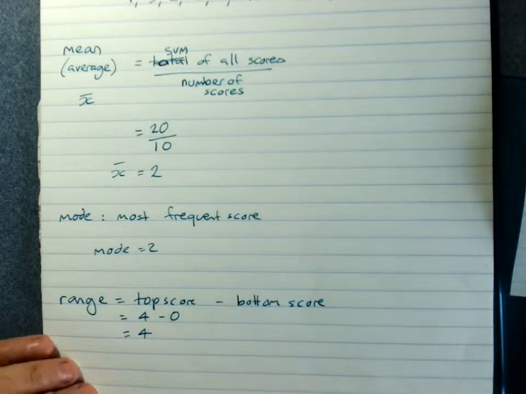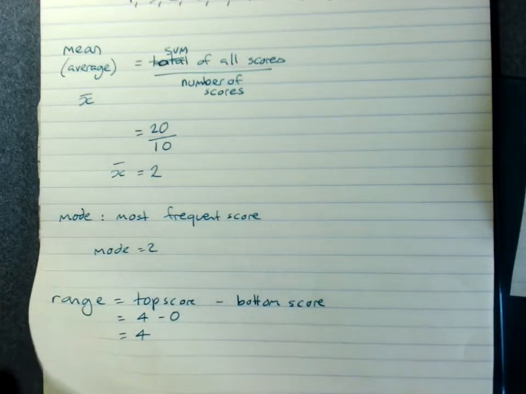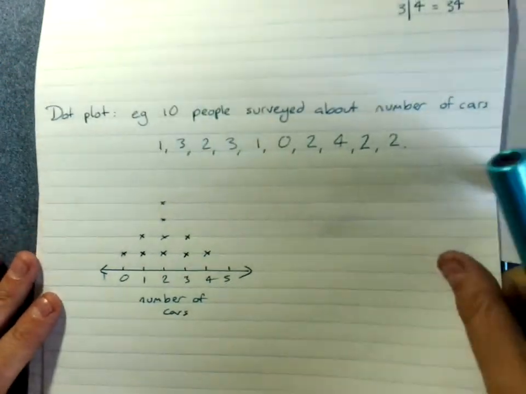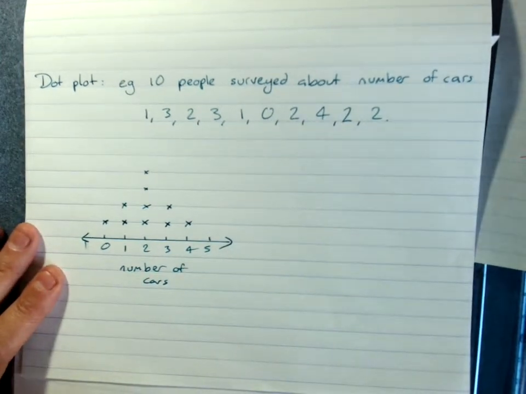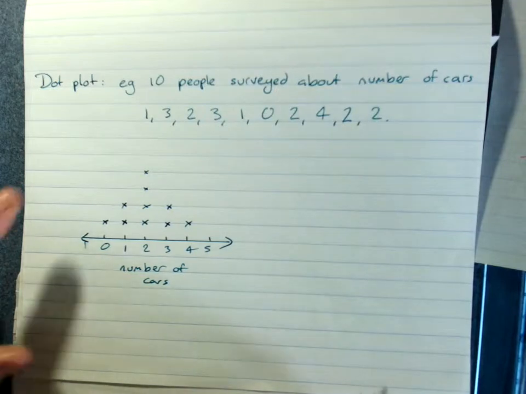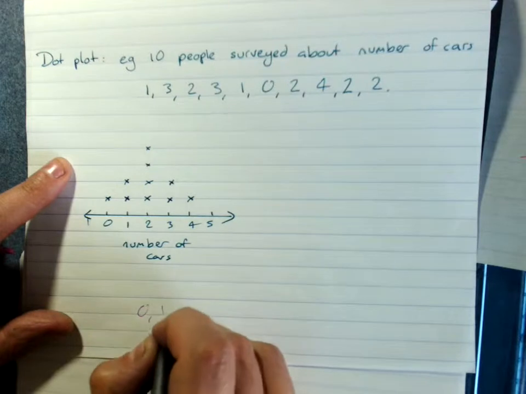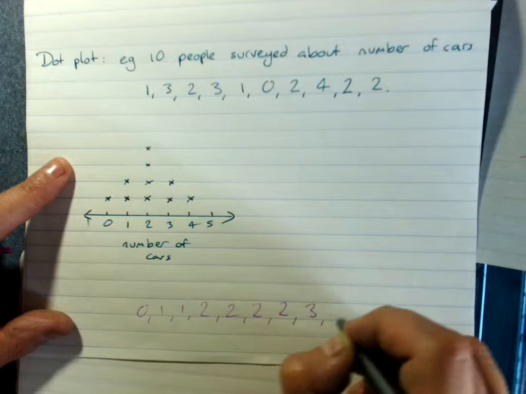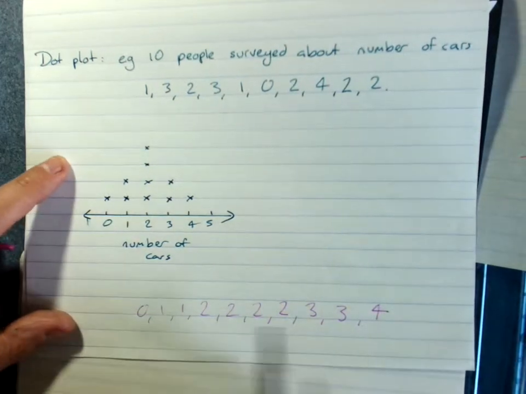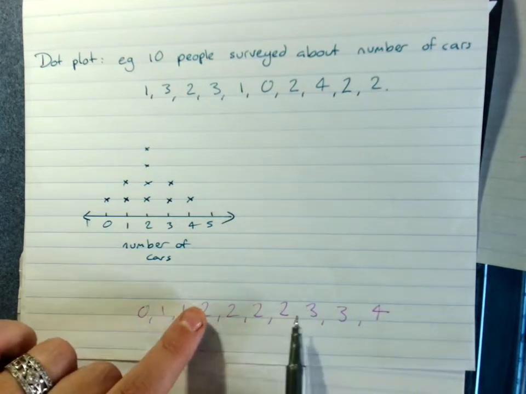The median is the middle score, and there are a couple of ways to find the median. So I'm actually just going to go back to this data here. You can get the median pretty easily by putting your data in order, if you choose to do that, and you can get that really easily from your dot plot. 0, 1, 1, there's 4 2s. And you can just count in, but 1, 2, 3, 4, 5.